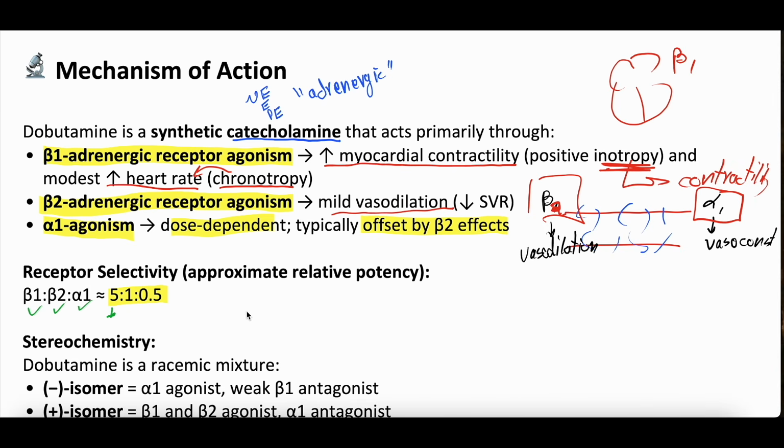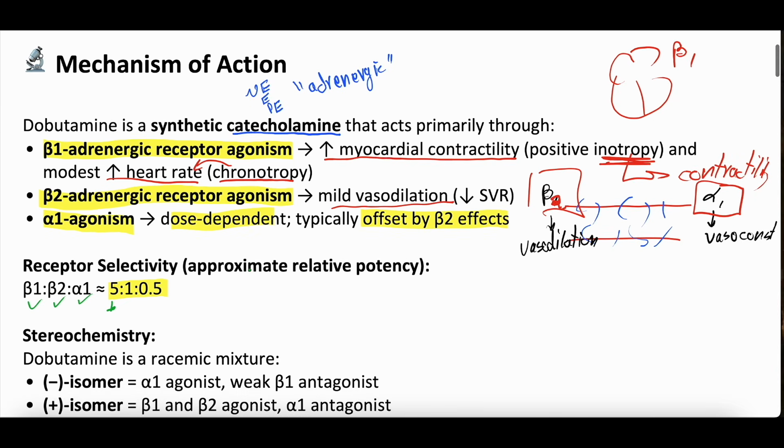Hopefully that makes sense. It's a little confusing, so let us know if you have questions in the comments, but it's really about receptor selectivity and sensitivity, kind of that potency, and it most potently affects beta 1. Next potency affects beta 2, and then there's just a slight amount of effect on alpha 1.